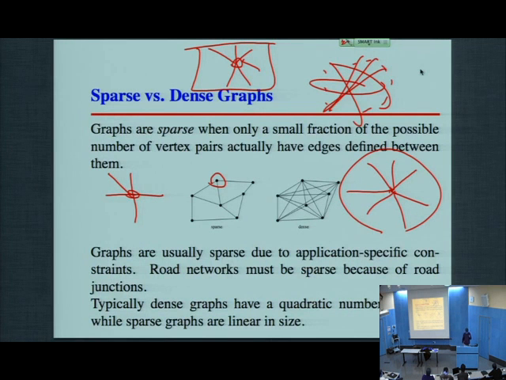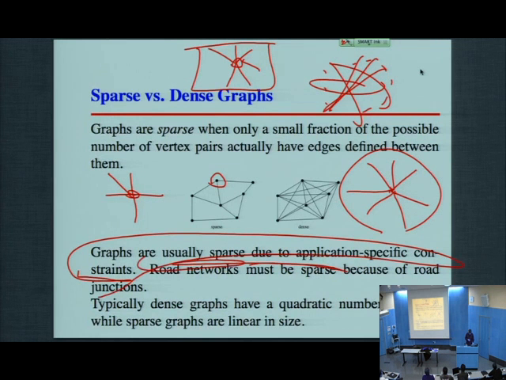A lot of what we've proven here is one thing I say. With application-specific constraints, usually graphs are sparse, okay? And that's going to drive some of the data structure issues of what we do with graphs. Any questions? Yes?